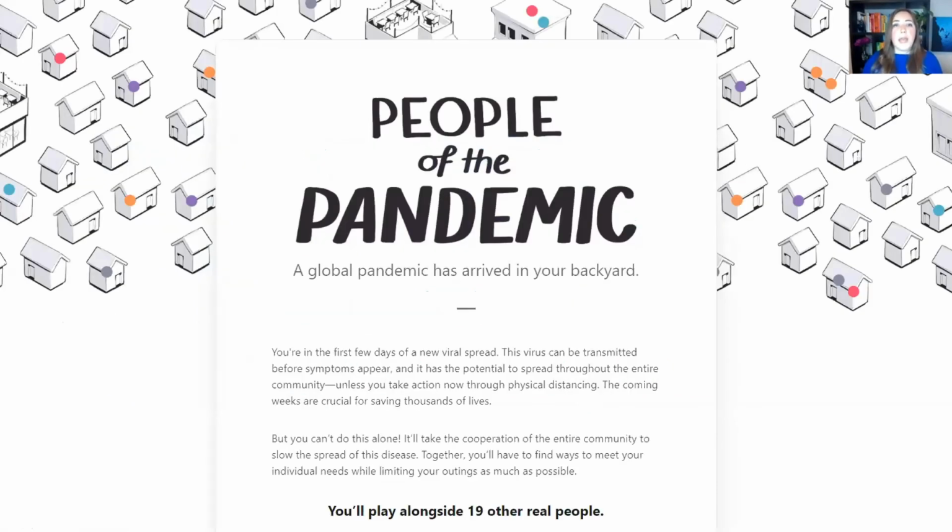And there's a great game that was created by Shirley Wu and Stephen Osserman called People of the Pandemic. It's a bit more complex than a simple simulation that runs as you scroll down a page; it simulates what happens based on your own individual choices. So you enter the game and identify your zip code if you're in the US, or select if you're in an urban, rural, or suburban environment. And then you actually play the game along with 19 other real people.